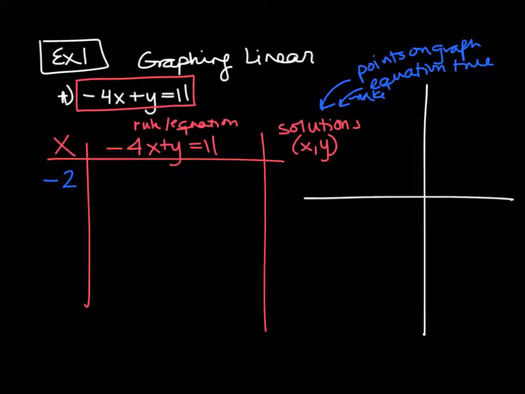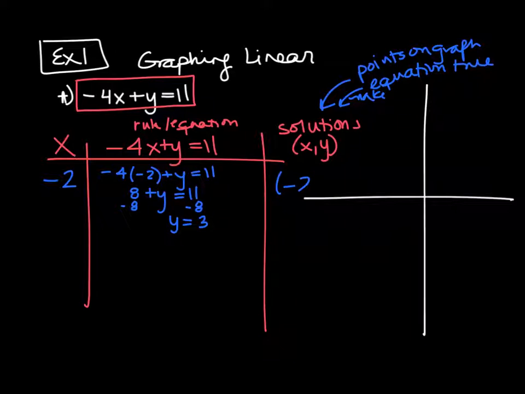So I'm going to erase that to give myself room. So negative 2, this is an x value, so I'm going to plug into the x spot. Plus y equals 11. And now I need to take a minute to solve. So if I multiply, that gives me 8 plus y equals 11. I've got to subtract 8 so I can get y by itself. So I know y is going to equal 3. So the solution I want to write here is the ordered pair, negative 2, 3.